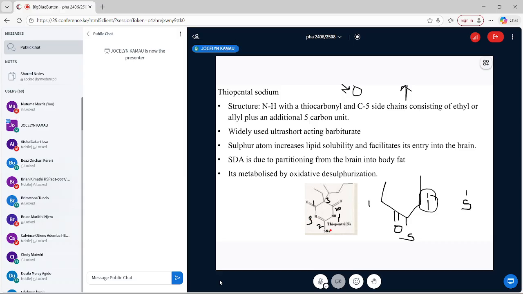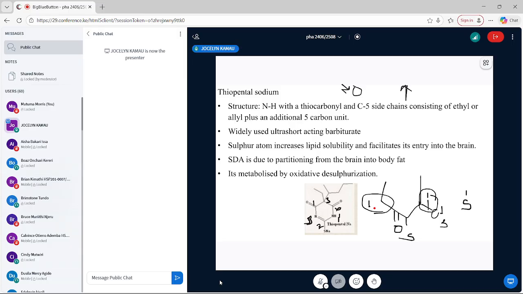You have those barbiturates that must have nitrogen at positions 1 and 3. The difference is that in some of the barbiturates, one of the nitrogens has been alkylated. It has been substituted with a small group like a methyl group, one only. So in all barbiturates, for them to have activity, they must have one nitrogen which is bound to a hydrogen.